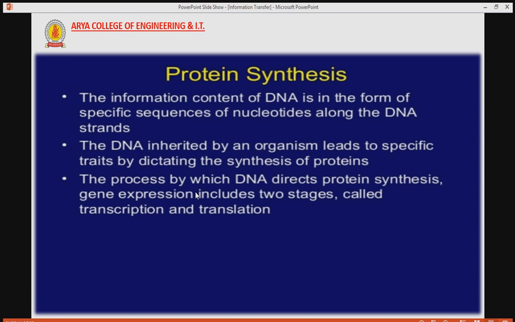Now the next process after DNA replication is protein synthesis, meaning the information content of the DNA is in the form of a specific sequence of nucleotides along the DNA strand. The DNA inherited by an organism leads to specific traits by dictating the synthesis of protein. So protein is synthesized in two steps, called transcription and translation.